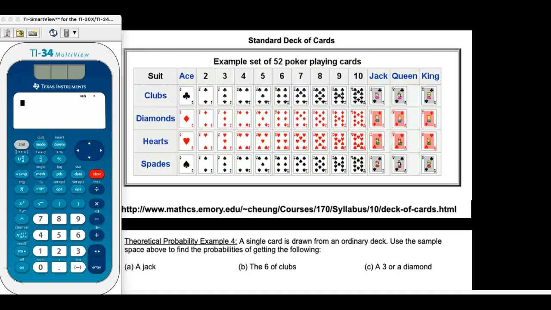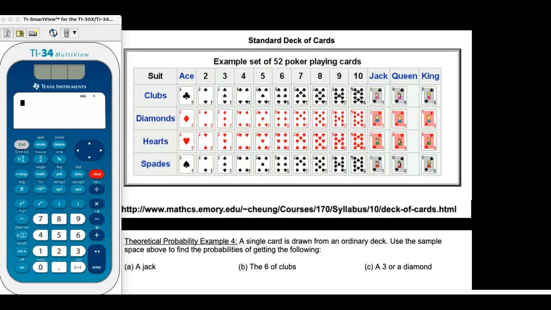In this video, we're going to do a theoretical probability example where we look at a deck of cards. And this is a picture of a deck of cards. If you're not familiar, this might be something that you might even want to print out if you can. There are 52 cards in a standard deck of playing cards, and there are 4 suits, and those just refer to the rows here.